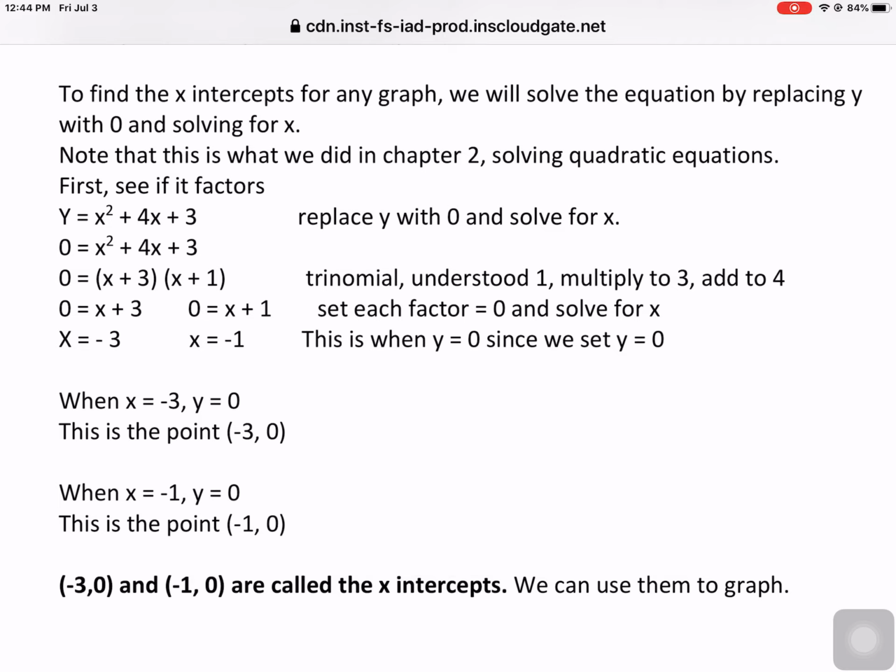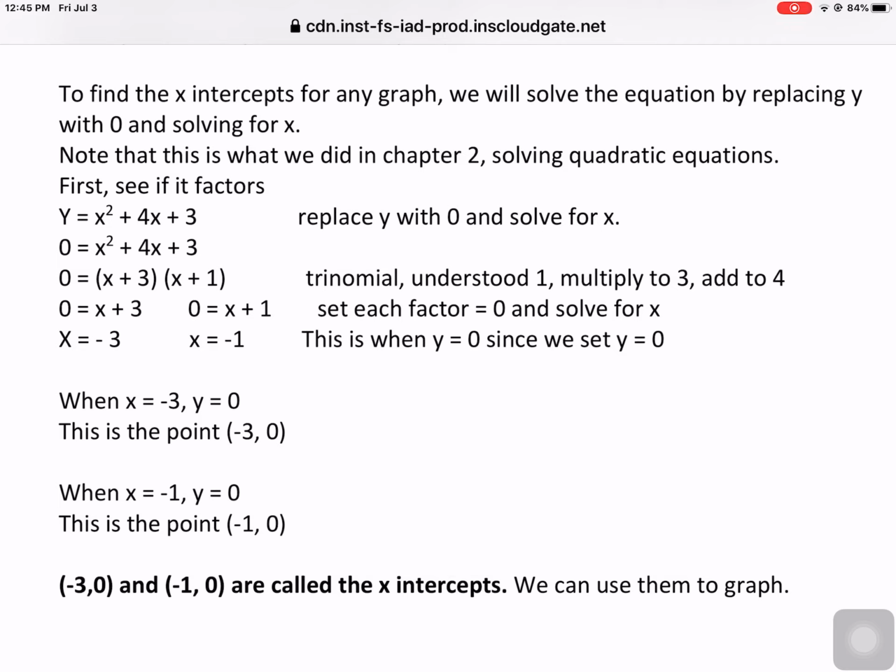Factor. X squared plus 4x plus 3 is a trinomial with an understood 1. What multiplies to 3 and adds to 4, which would be 3 and 1. Set each factor equal to 0 and solve for x. X plus 3 equals 0. Subtract 3, x equals negative 3. X plus 1 equals 0, subtract 1, x equals negative 1.